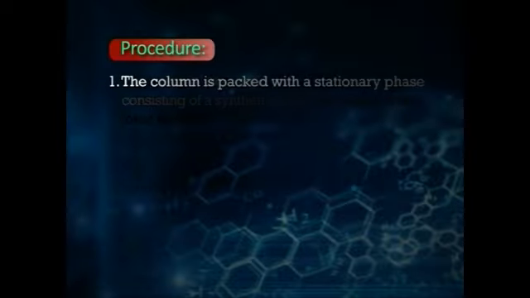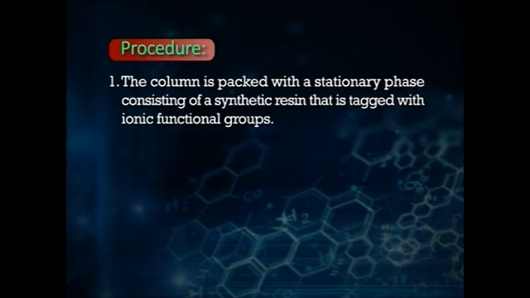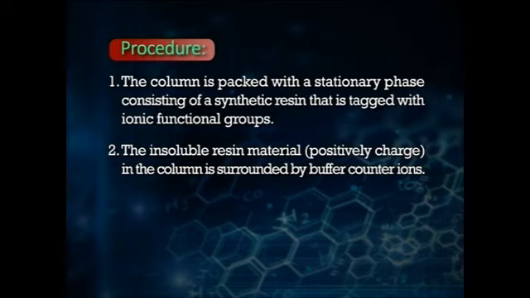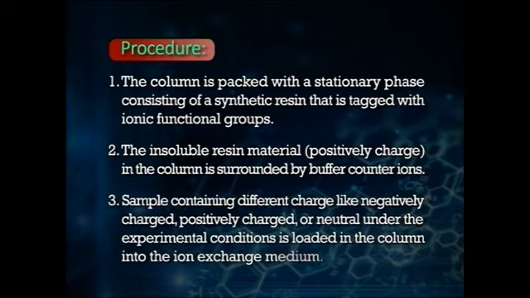Coming to the procedure. First, the column is packed with a stationary phase consisting of a synthetic resin that is stacked with ionic functional groups. Second, the insoluble resin material that is positively charged in the column is surrounded by buffer counterions. Number 3, sample containing different charge, like negatively charged, positively charged or neutral under the experimental conditions, is loaded in the column into the ion exchange medium.